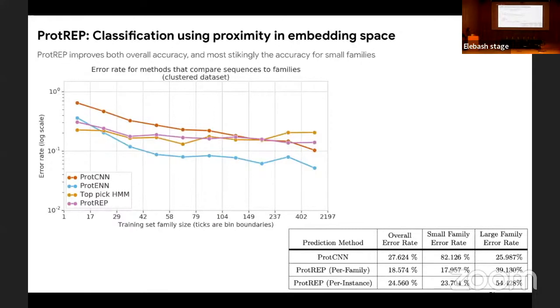Here I've stratified performance by family size. You can see that the HMM is actually doing the very best for the smallest families, those with less than 17 training sequences. But our embedding-based model is getting closer to its performance.